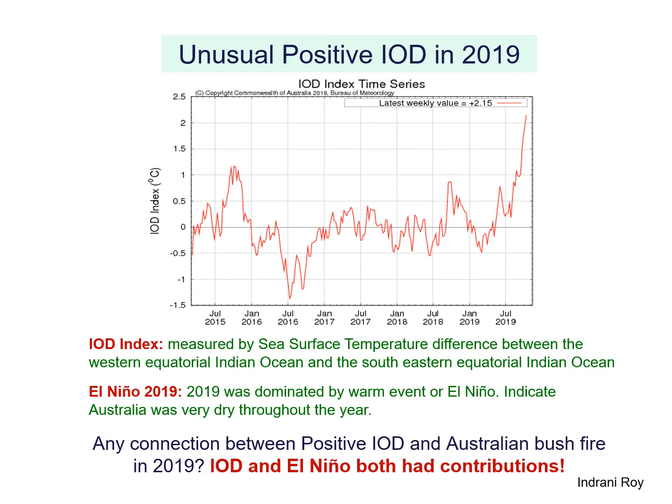And during 2019, you can see from July onward, it started rising very high. It was an unusually high value on the positive side of IOD. Now, when it is a very positive value, Australia becomes very dry. That means it is very prone to bushfire.